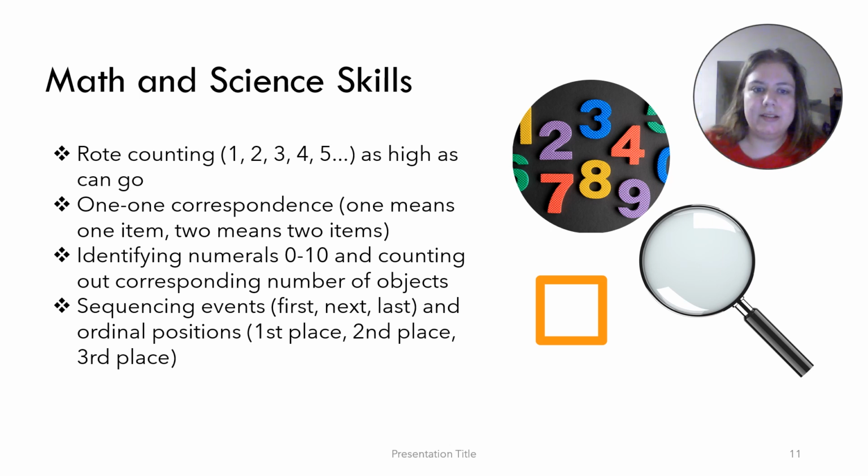2 markers, that's what 1-to-1 correspondence means, not this is 1. That's important for them to be able to identify those numbers and count out the corresponding number of objects. Little Johnny, here's a number 6. Can you please give me 6 things?